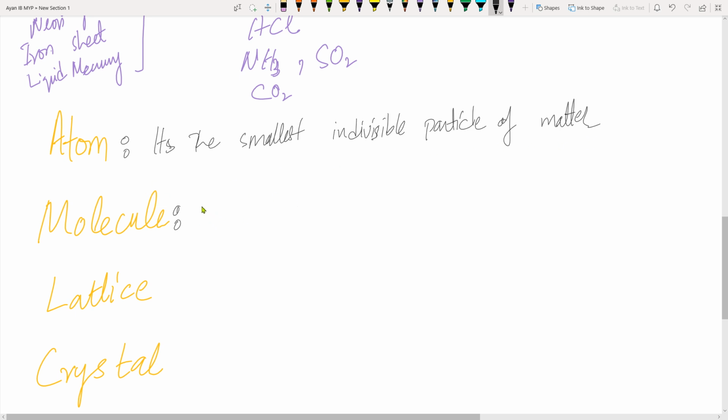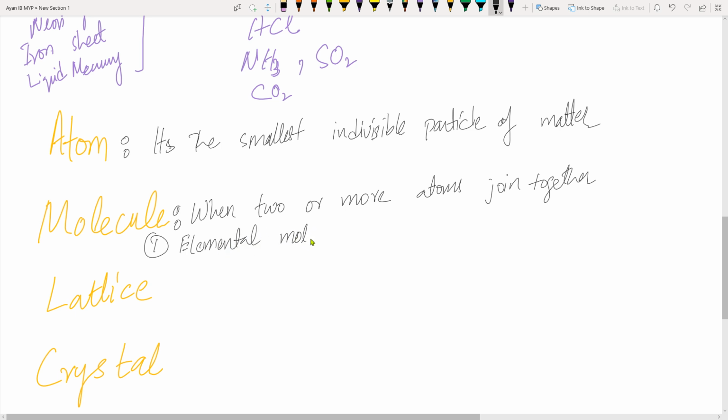A molecule, right? When two or more atoms join together, they form a molecule, right? But that could be number one, elemental molecule, that means atoms of only one type. For example, O2, which is oxygen gas, S8, it's going to have 8 atoms of sulfur, all of them together, right? And then you've got like O3, which is ozone, 3 atoms of oxygen together, right?